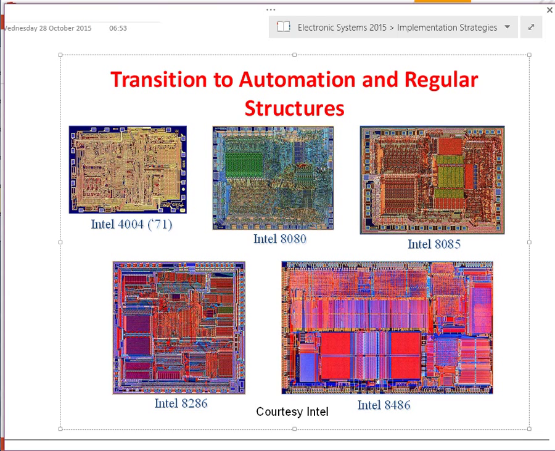This is because they start to use standard cells and therefore build a more regular structure within the chip. So there are some parts that are custom designed and other parts in which you basically have arrays of standard cells.